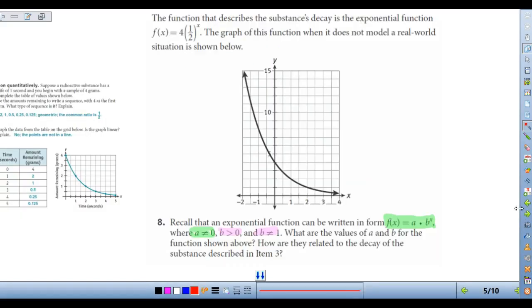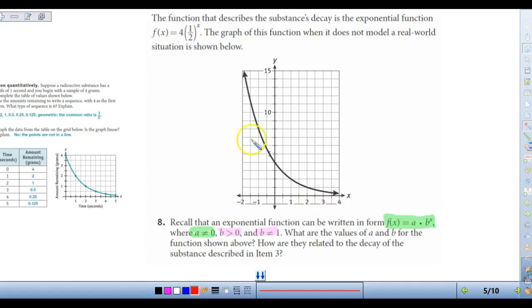So the function that describes that substance's decay is the exponential function f of x equals 4 times the quantity 1/2 to the power of x. That means the geometric ratio is 1/2, so 4 keeps multiplying by 1/2 over and over, which divides it by 2 over and over. Remember, to multiply by 1/2 means dividing by 2. So the graph, when it doesn't model a real-world situation, is shown below.